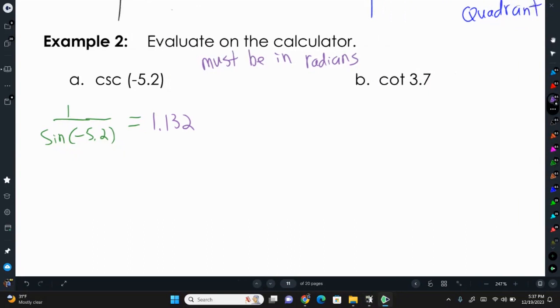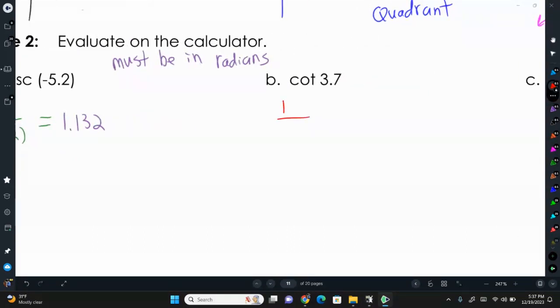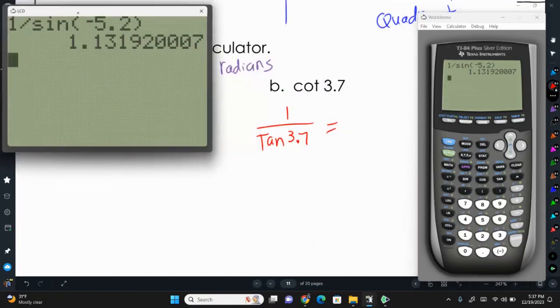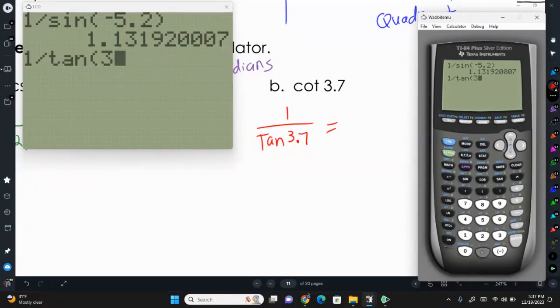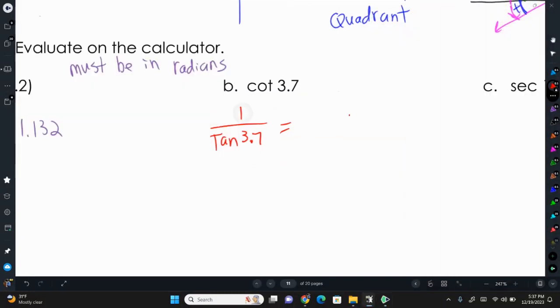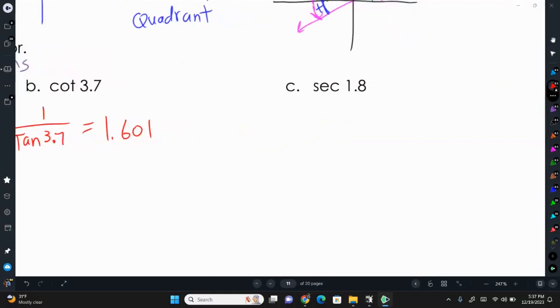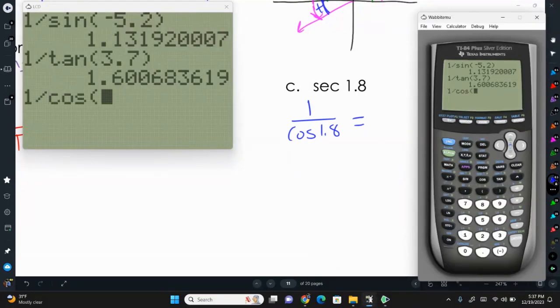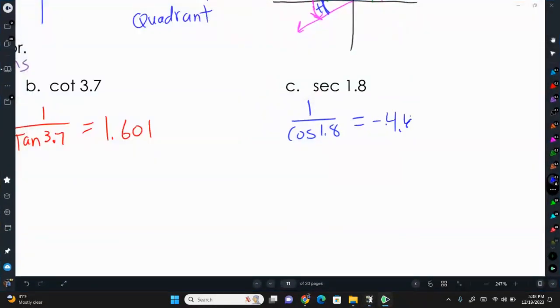The cotangent of 3.7, that's going to be 1 over tangent of 3.7. So 1 divided by tangent of 3.7, and we get 1.6006, so that would round up to 1.601. And then the last one, the secant of 1.8. Secant is 1 over cosine. So we'll do 1 over the cosine of 1.8. And that gives us negative 4.401.